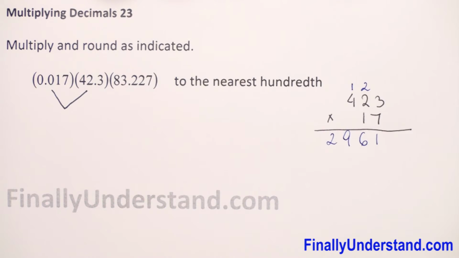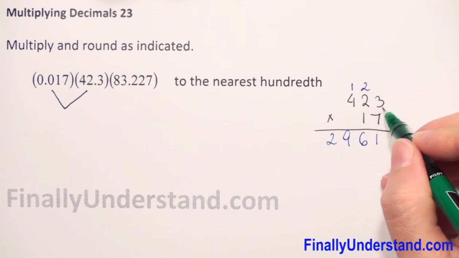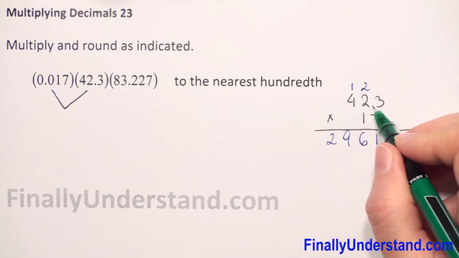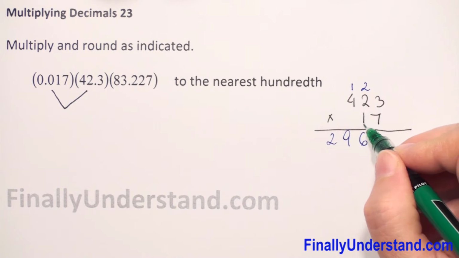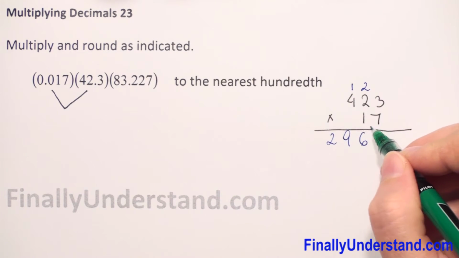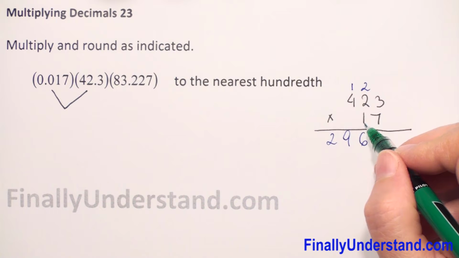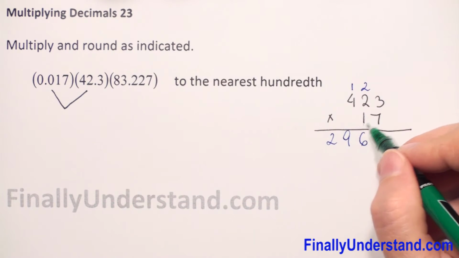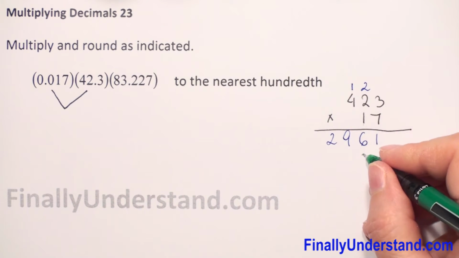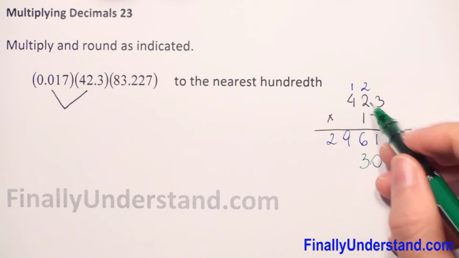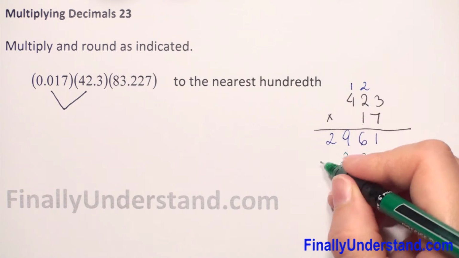Next, we have to multiply by 1 every number in the first row. And don't forget, this is like 10, because 7 is ones, and next we have the tens column. So 10 times 3 is 30. 1 times 2 is 2. 1 times 4 is 4.